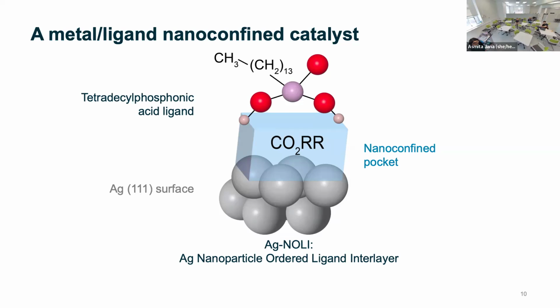All right, so this is the system that I'm going to be considering. It's silver at the bottom, the organic ligand on top, and it's called a silver nanoparticle ordered ligand interlayer structure, right? And the pocket between these two is the pocket where we hypothesize the CO₂ reduction reaction to be happening. So this is the structure that I'm going to be talking about.